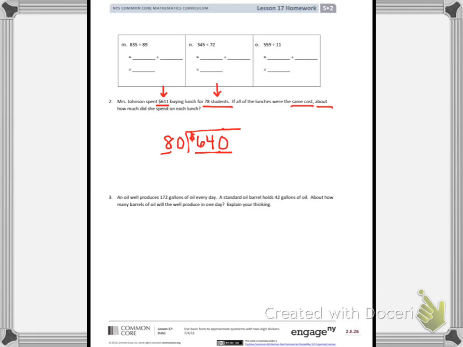So if we take 640 divided by 80, it'll give us the whole number 8, because 8 times 8 is 64. And if we multiply that by 10, we'll get a 0, which will give us 640. So Mrs. Johnson spent about $8 on each lunch.